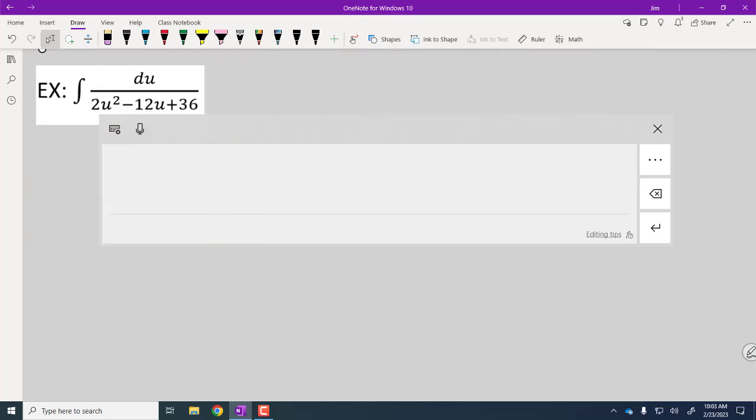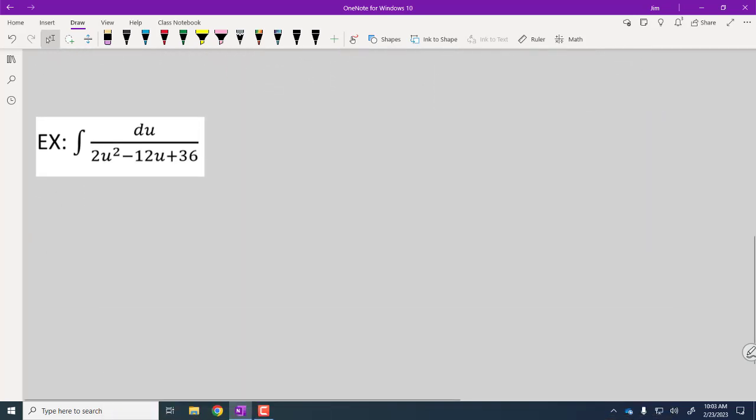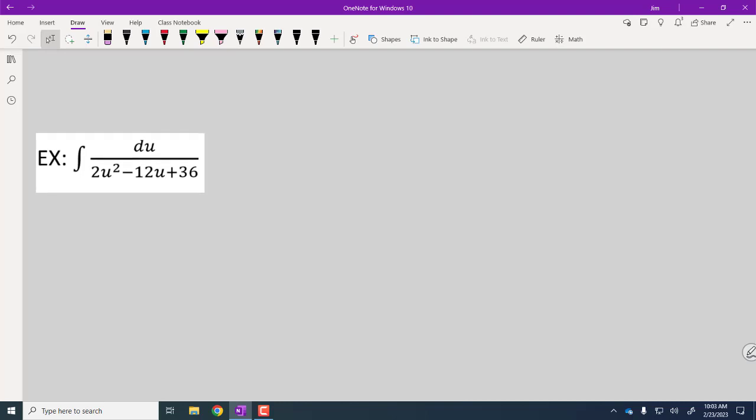Let's take a look at another completing the square. So with this denominator, the first thing I'm noticing is that we have a common factor of 2. And it's always a good thing to get rid of any common factor. Moreover, if we were going to complete the square, it's going to be a heck of a lot easier if we have a leading coefficient of 1. So we're going to do that.